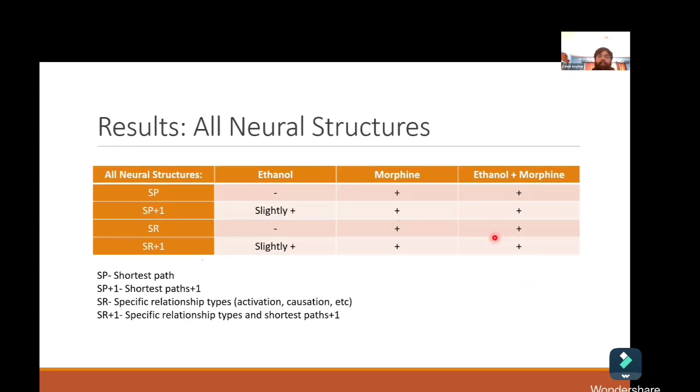And then finally, I also looked at all the neural structures together to see what that overall effect would be, after adding all the neural structures that I previously mentioned, the brain, microglia, neurons, etc. What I found interesting in this is that for ethanol, when there's only shortest paths, we find that there's predicted inhibition. However, when adding the shortest paths plus one, there is predicted activity, both for all relationship types and also the specific relationship types that were mentioned. And for morphine and ethanol plus morphine, in both scenarios, we see predicted activation.